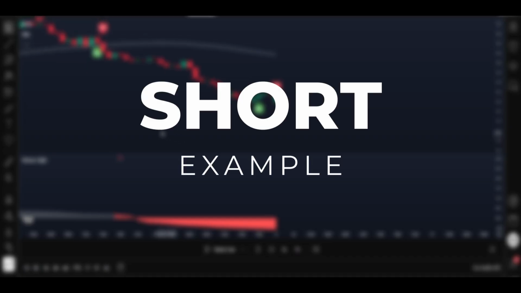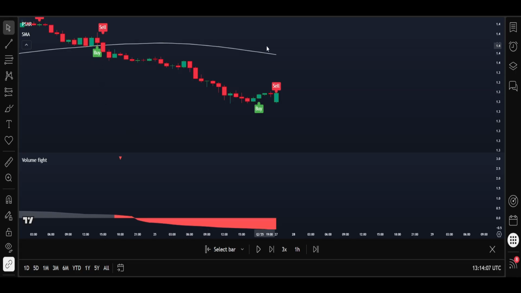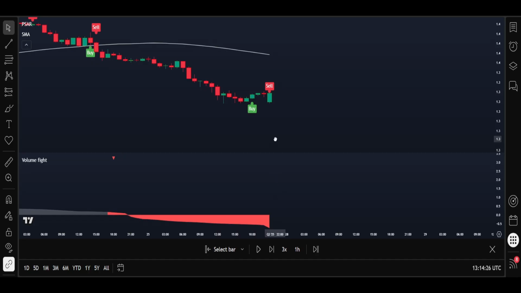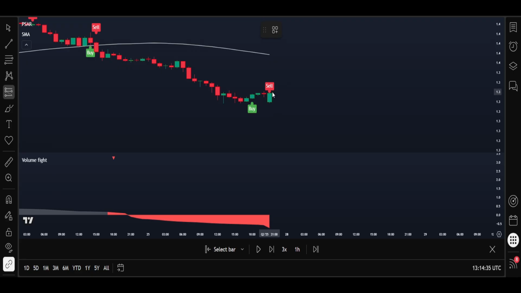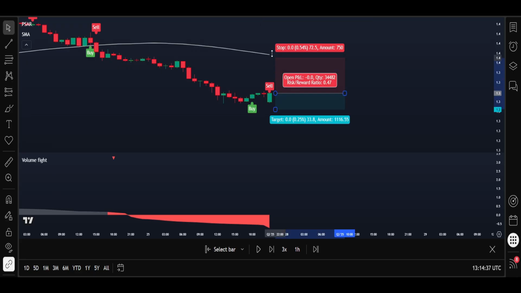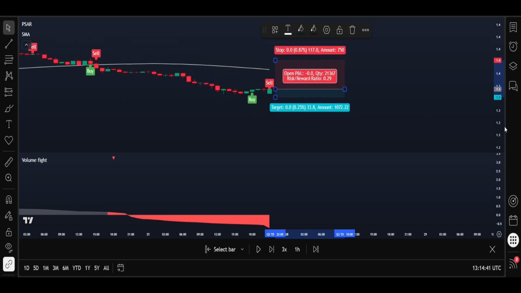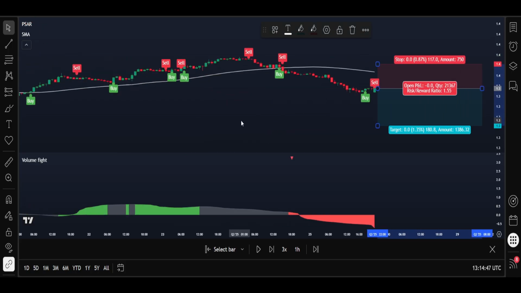Short example. Price trades below the 60 MA for several bars. Bearish bias confirmed. A small bounce retests the average from underneath and stalls. Our signal candle shows red dominance on volume fight with the histogram below 0. On that same candle, the Parabolic SAR prints a sell label. Conditions hold into the close, so we enter short on the next open. The stop goes above the bounce swing high. The target is 1.5 R.